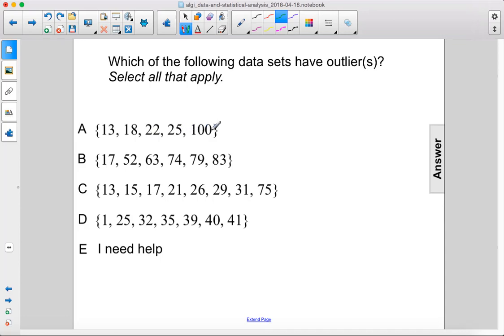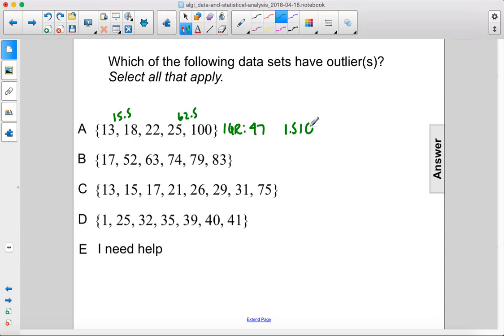So here we have a median of 22. Therefore, the lower quartile will be the average of 13 and 18, which is 15.5. And the upper quartile will be the average of 25 and 100, which is 62.5. So the IQR is 47.